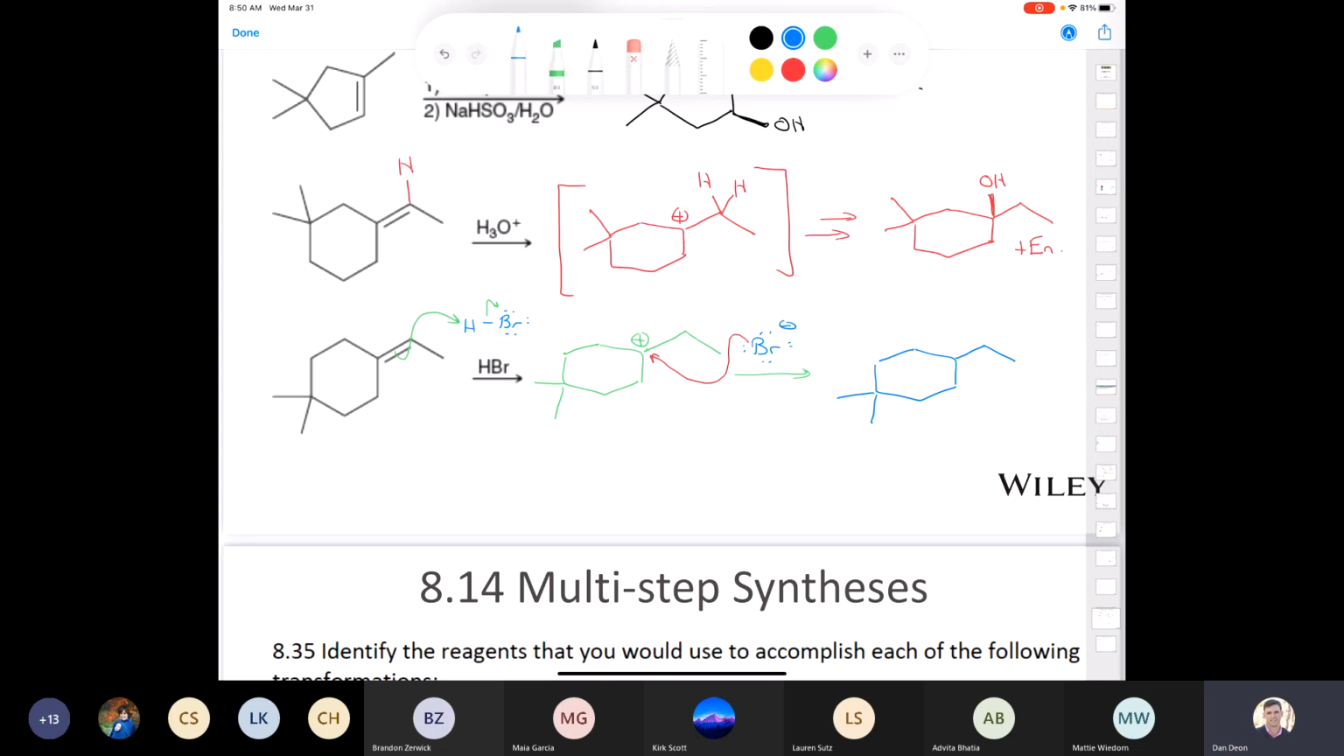Oh, did I say there was going to be a chiral center? I don't know what I was smoking. There we go. So there's no chiral center in that molecule, my mistake. All right, so this is called hydrohalogenation, right? A hydrohalogenation mechanism. All right, here we go.